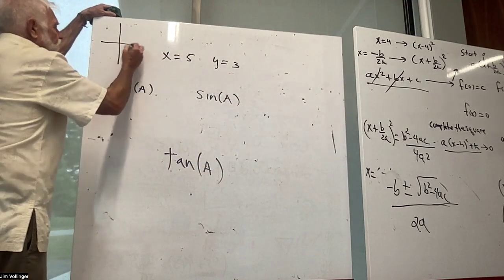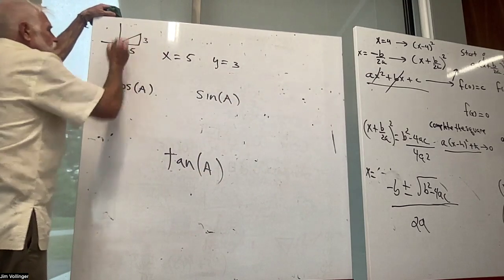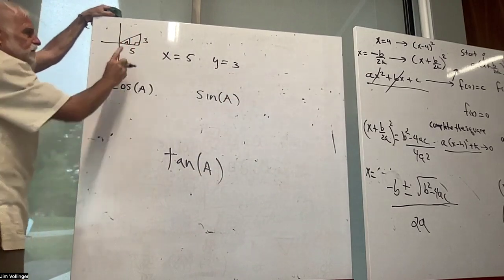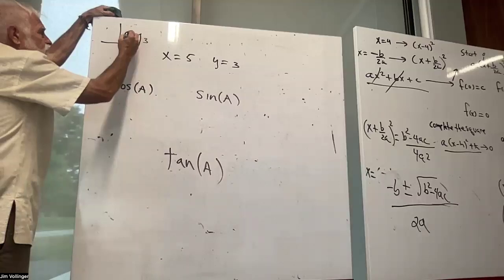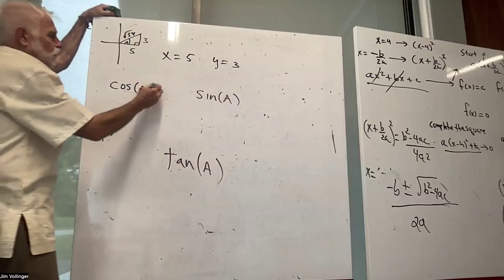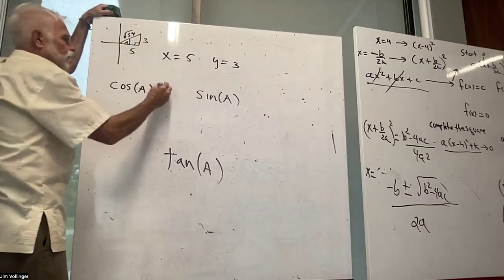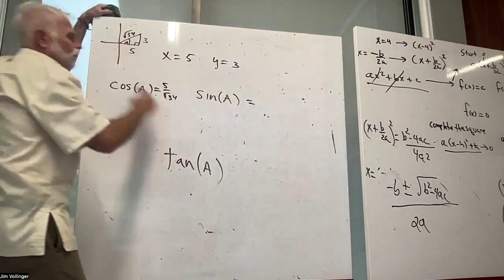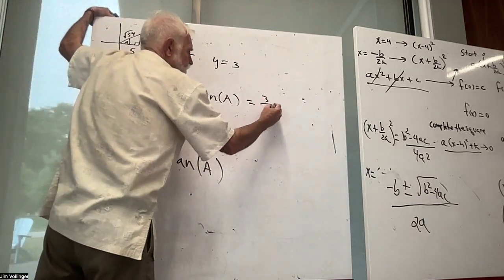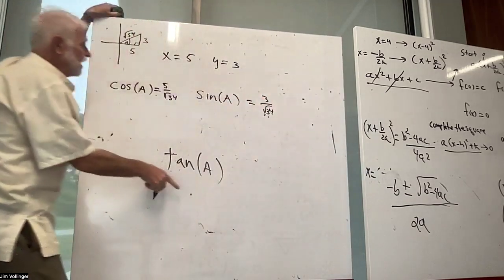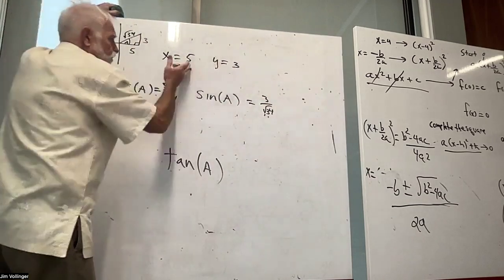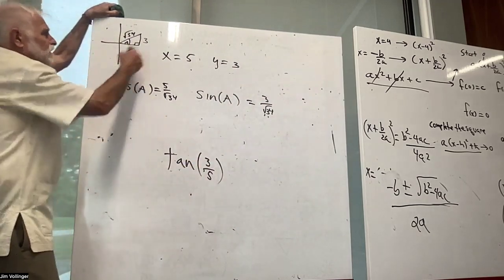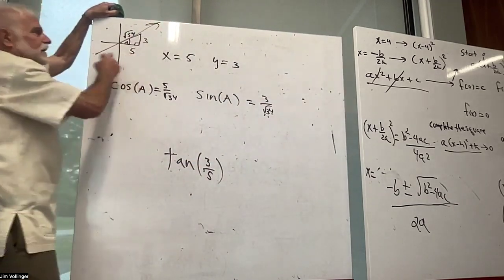So there's X, 5, there's Y, 3. There's, I guess, a need to find that length. All right, so 25 and 9 is 34, so that's the square root of 34. So what's the cosine of angle A? 5/√34. What's the sine of angle A? 3/√34. And what's the tangent of angle A? That was already given, it's 3/5. This is kind of like rise over run, a linear function, yes?